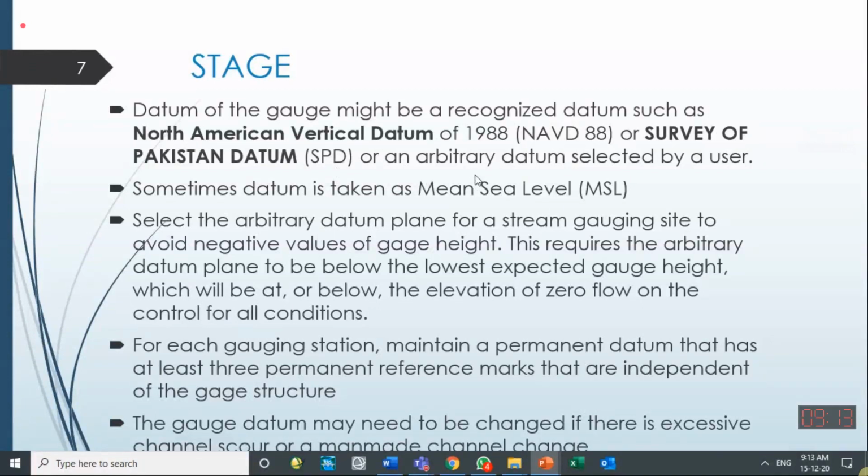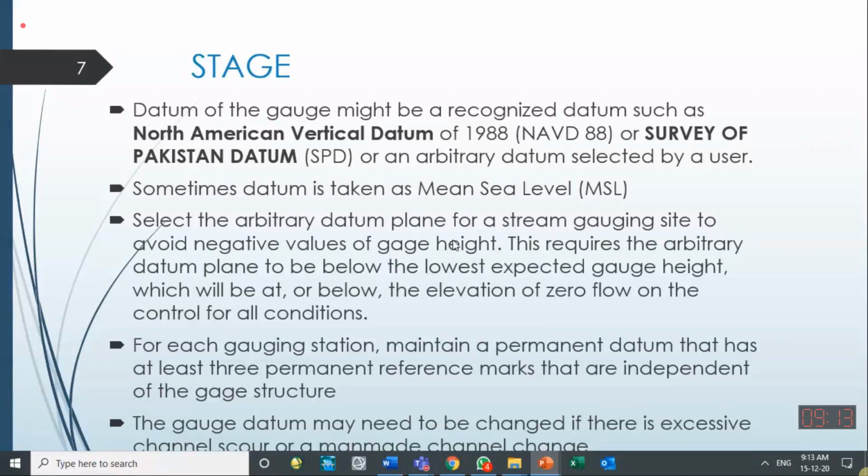Or you can select a datum or reference surface for your project yourself also. You fix a certain benchmark, and you say that this is my reference line. So all the other elevations will be measured with respect to this benchmark. So that is your arbitrary datum. So elevation measured with reference to a certain datum is called stage.